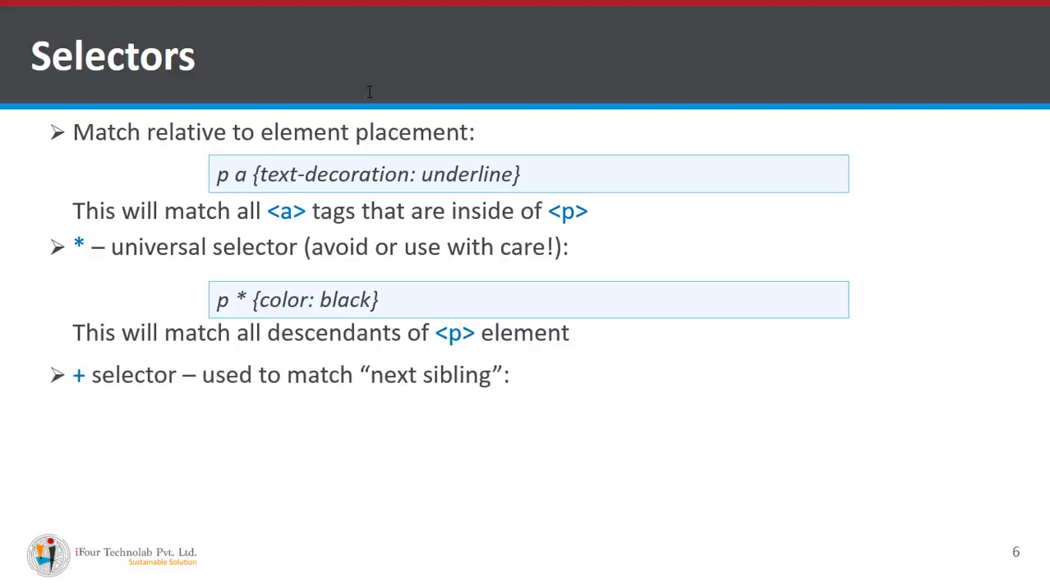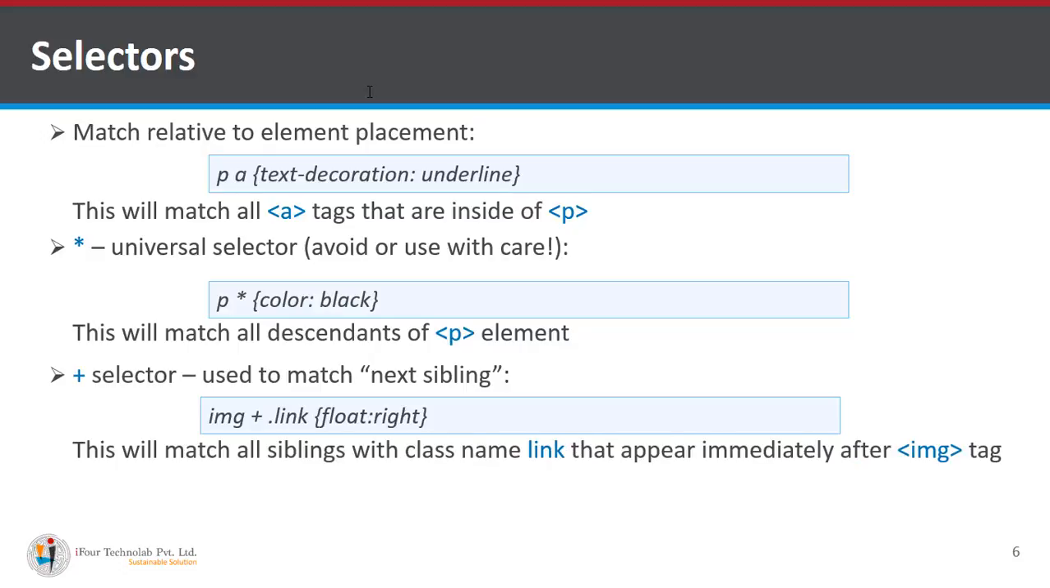There is also the plus selector used to match the next sibling. Let's have an example for this. You can see here image plus dot link, that is a class having the value link, float right. This will match all siblings with a class name link that appear immediately after the image tag.